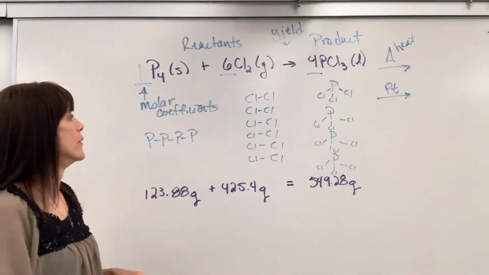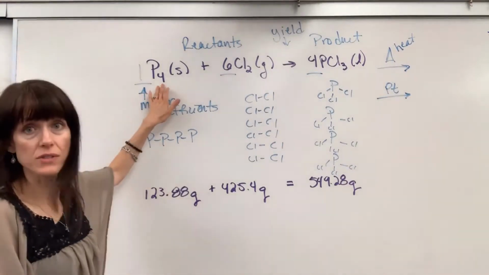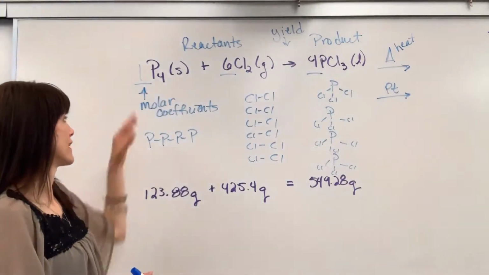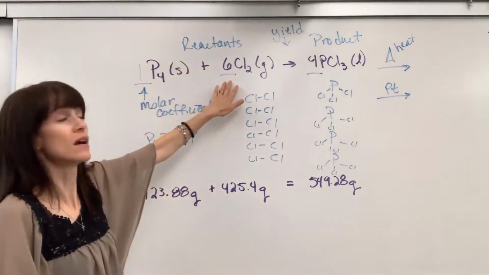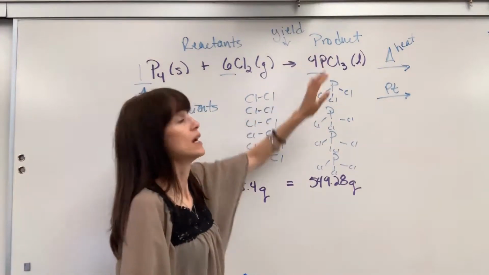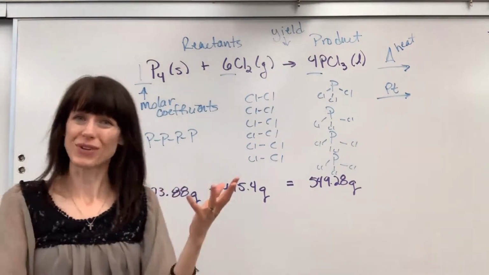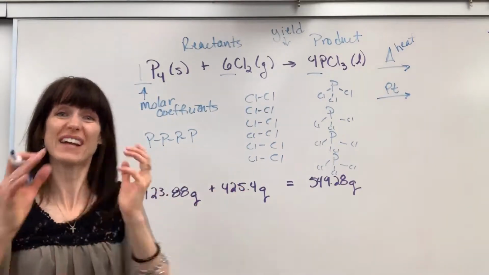So we could look down at the atomic level. Think about this. What if I had 2 of those phosphorus molecules? Well, that means if I had 2 of these, I need twice as many of the chlorine. I need 12 chlorine, and that would produce 8 of the phosphorus trichloride. What if we stretched it? What if I had a dozen? What if I had 12?